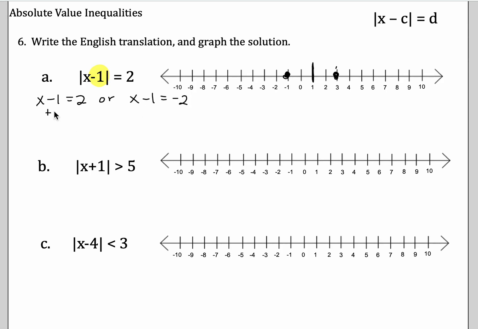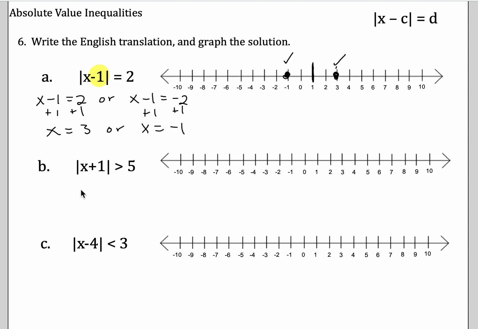And then we can solve both of those equations. So x is equal to 3, or adding 1, x is equal to -1, which again, we showed on the number line by starting at our center 1, 2 up is 3, 2 down is -1. So the distance 2 away from 1 on the number line is 3 or -1.